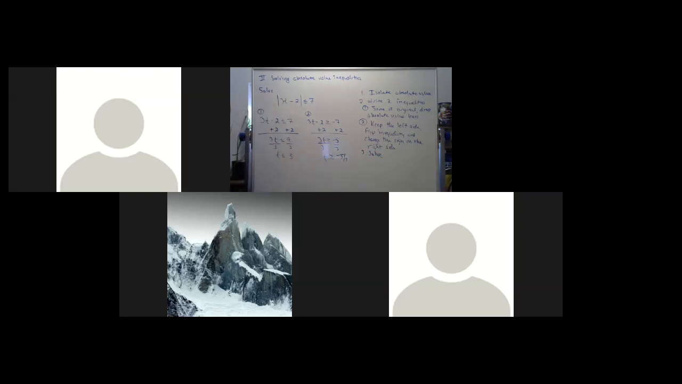So we've solved it, but now we need to interpret what's going on. So what I honestly recommend you do is take those solutions and take them to a number line. So we're going to graph on a number line.